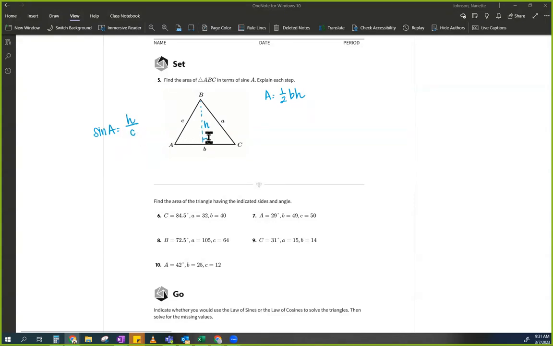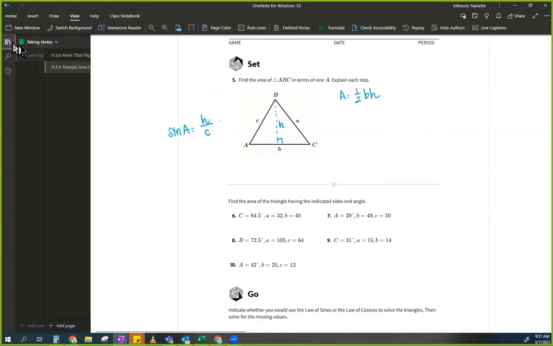And then what I want to do right now is solve for H, because if you look at this equation and this equation, the thing they have in common is an H. So I'm going to multiply both sides by C so that I can substitute into this equation. Again, we always put coefficients all the way out in front. So H is equal to C sine A.